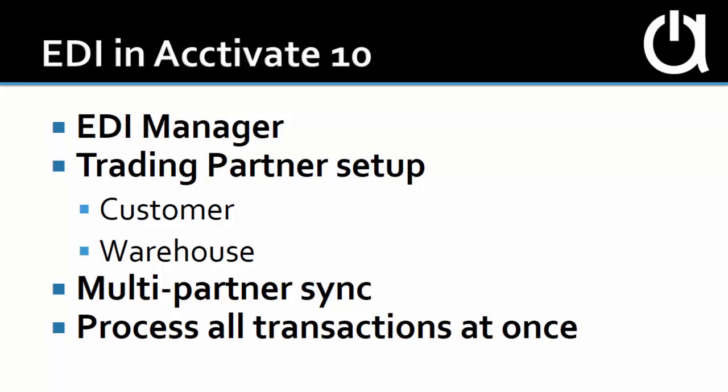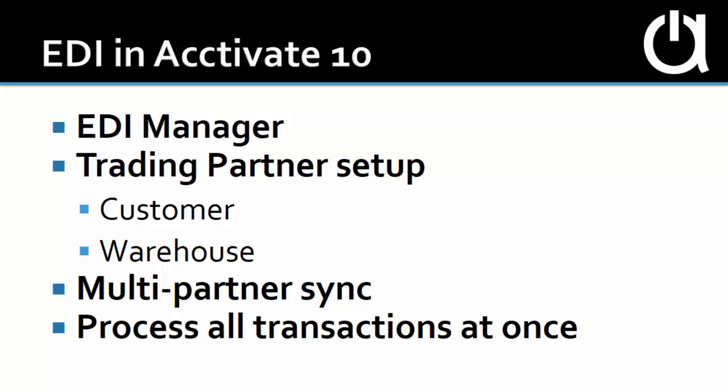Another improvement is the multi-partner synchronization. All trading partners and their respective transactions are checked to see if any new documents exist. Each one is listed in the EDI sync utility based on the specific trading partner, and you'll also be able to easily resolve any errors as they're identified. Users will also have the capability to process all the transactions at one time.